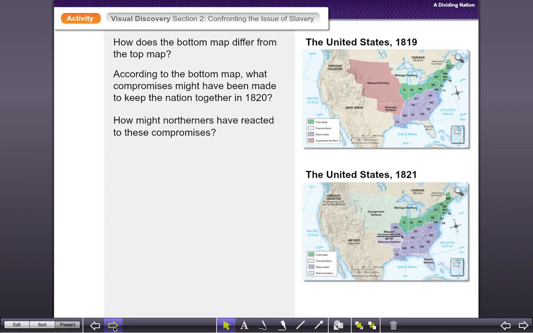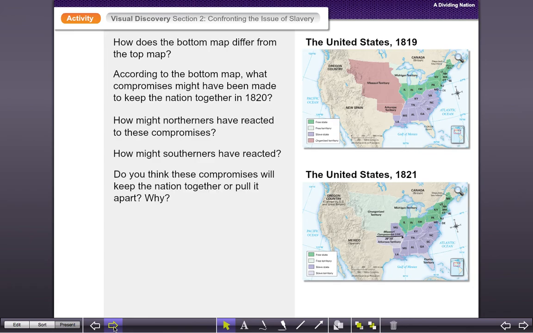How might Northerners have reacted to these compromises? Well, think about it. Northerners want states to be free as they come into the United States. Think about how they might have reacted to these compromises. How might Southerners have reacted? They want all the states coming in to be slave states. So how are they going to react to these compromises?